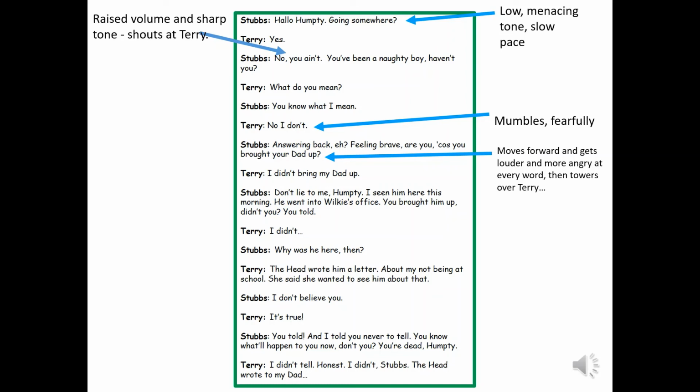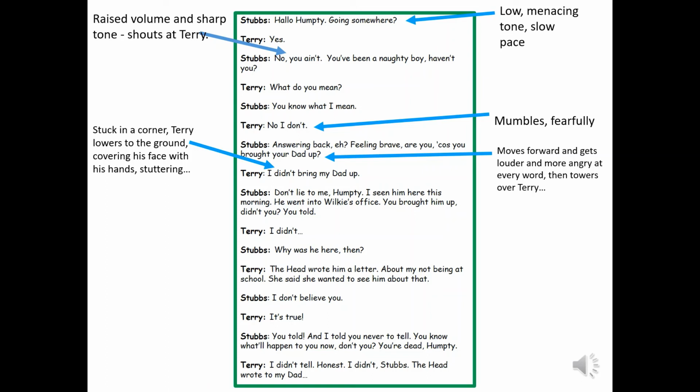Every time he says something, he could move forward and get angrier and louder. So answering back, moves forward. Feeling brave because you brought your dad up, move forward and get louder. And then by the time he says, brought your dad up, he's literally towering over Terry. And then Terry, again with movement, could be walking back. Every time Stubbs walks forward, Terry walks back, and then you could lower down to the ground and cover his face. So he's using gestures, and then with voice, he could be stuttering.